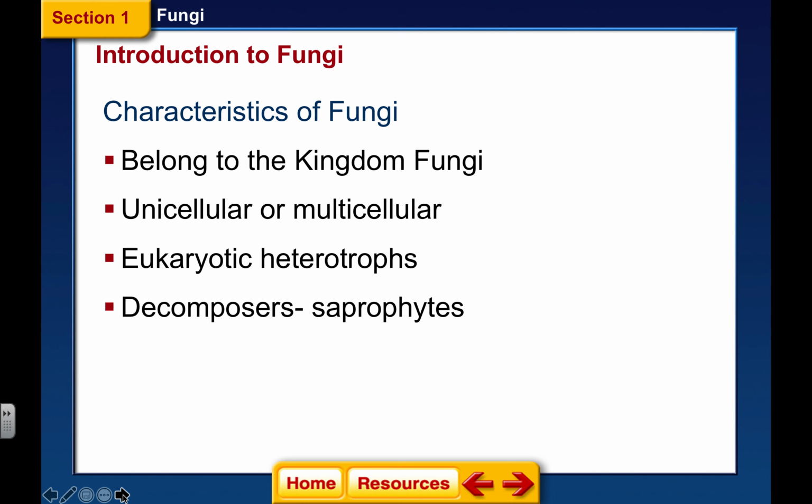First of all, they're in the kingdom fungi. Now, fungi can be unicellular or they can be multicellular. So we will talk about some unicellular fungi. The main ones are yeast because yeast falls into this kingdom. Also, they're all eukaryotic. They all have a nuclei. They all have membrane-bound organelles. So remember, our only prokaryotes were bacteria.